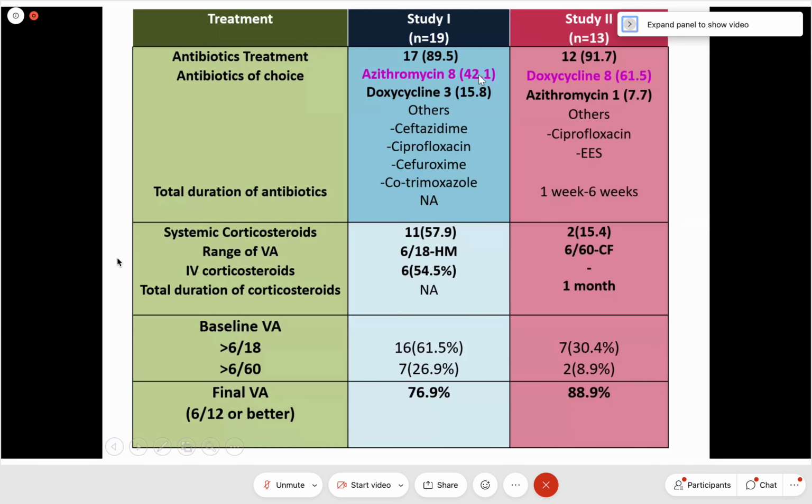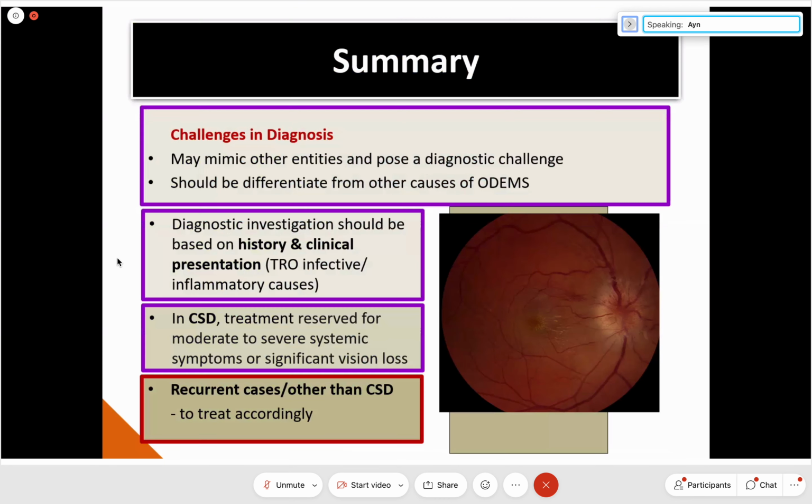So these are the treatments given for both studies. In USM, most of the patients are given azithromycin, while in HSA, whatever it is, at the end the visual outcome is quite good. More than two-thirds of the patients have a good visual acuity of 6/12 or better.